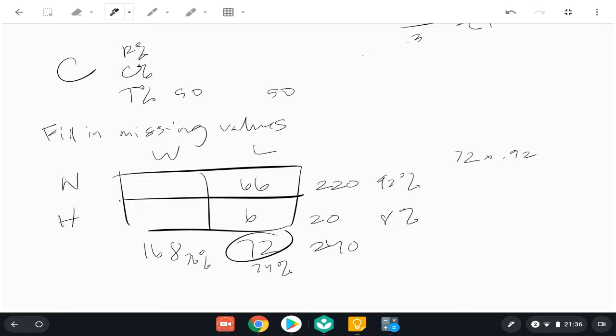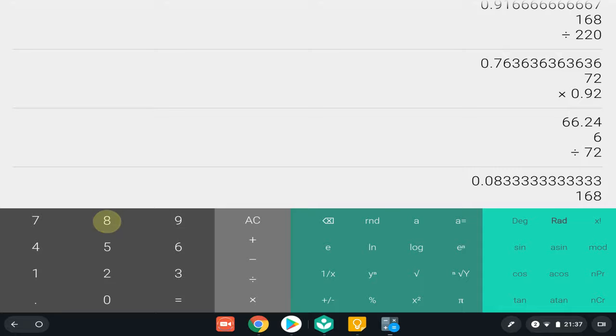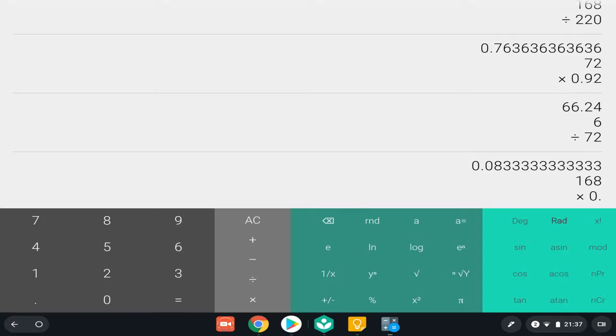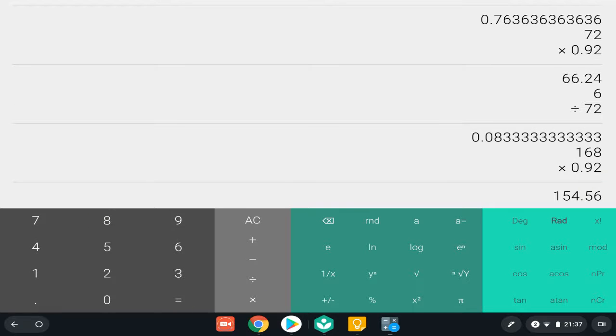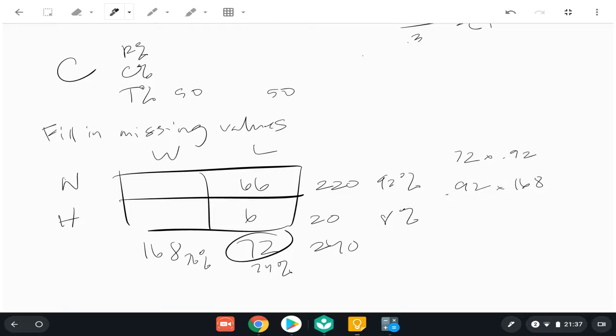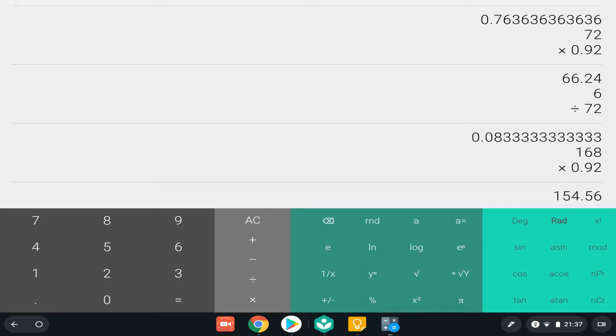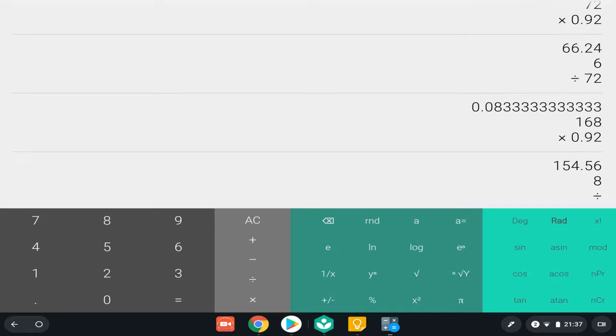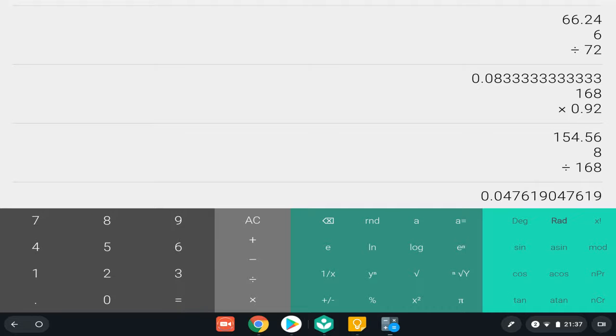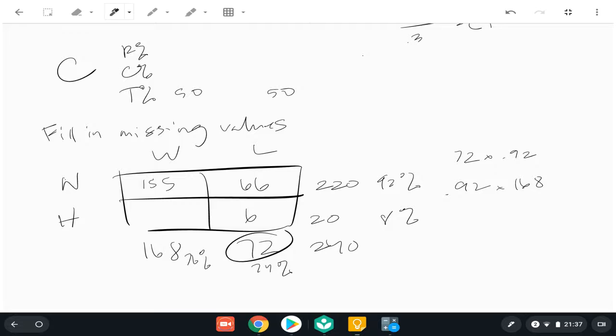So 92%, 0.92 times 168. 168 times 0.92. 155. 155. So if the remaining 8 divided by 168 equals 5%. What? That's not right.